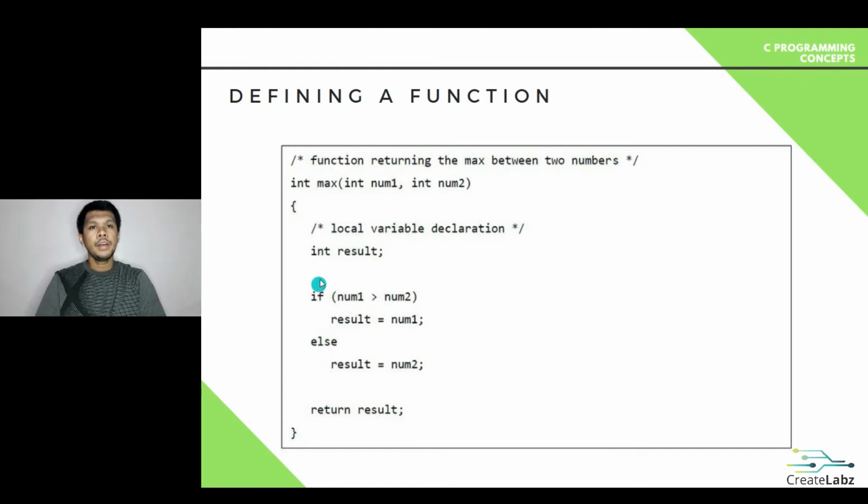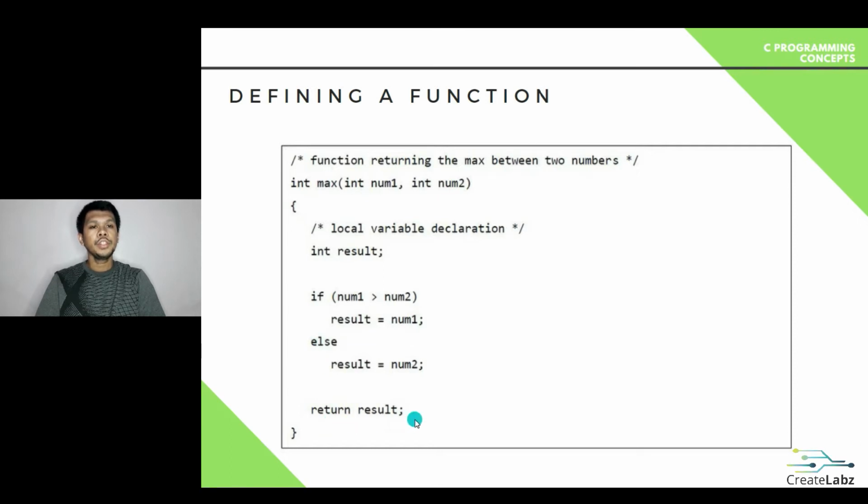Now in the body, we have a comment, local variable declaration. So it's not included in the code, it's just a comment. And then we define result as an integer. And then we have an if-else statement. We will discuss the if-else statement in a bit. Then finally, we have return result.